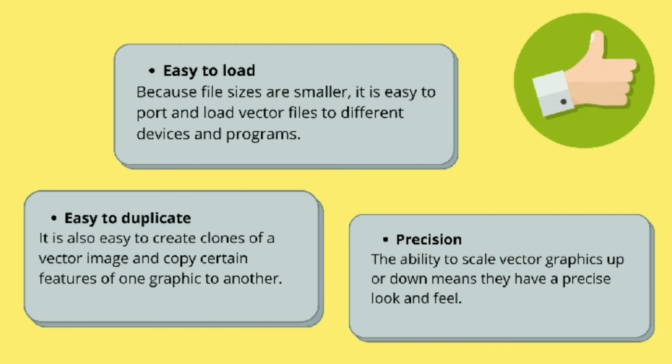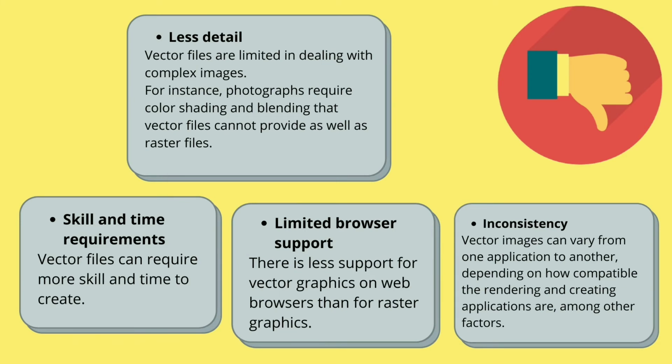Precision. The ability to scale vector graphics up or down means they have a precise look and feel. The disadvantage is it has less detail. Vector files are limited in dealing with complex images. For instance, photographs require color, shading, and blending that vector files cannot provide, as well as raster files.